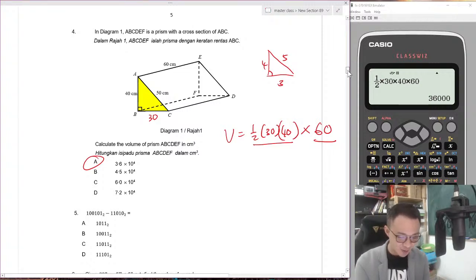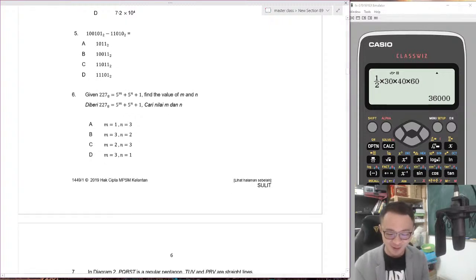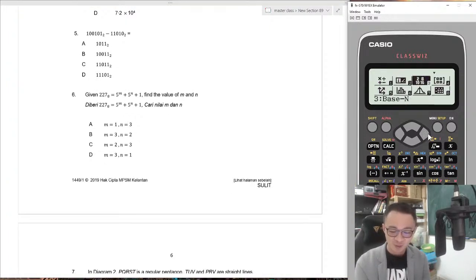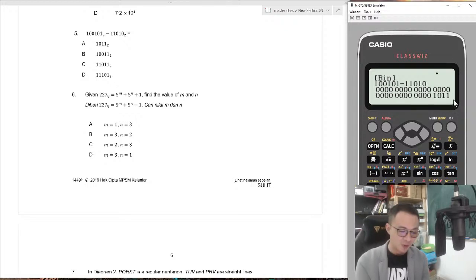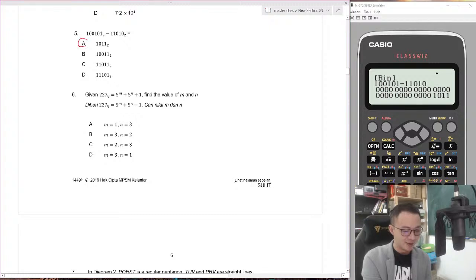Alright, so the next one, you can do it manually or you can just go to your calculator, look for the base number, and then choose binary, which is BIN, and then just insert the numbers. 101 minus 11010. Just make sure you don't type it wrong, then you should be able to get the answer straight away. 1011 base 2.